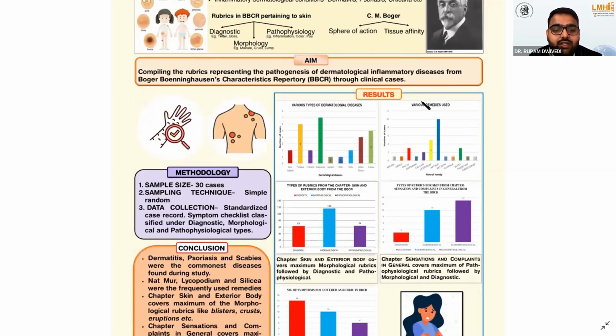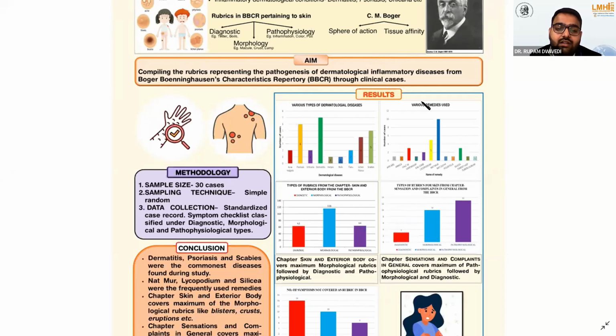It was observed that the chapter Skin and Exterior Body consists of the maximum number of morphological rubrics such as blister, crust, eruptions, etc., and the chapter Sensations and Complaints in General covered the maximum number of pathological rubrics such as discharges, dropsy, suppuration, etc. Almost all types of symptoms were found as rubrics in these two chapters, but a few symptoms like papule, watery discharge, brownish lesion, etc. were missing, diagnostic ones being the maximum of them. Dermatitis was the commonly diagnosed skin ailment, and Natrum muriaticum was the commonly prescribed similimum during the whole study.